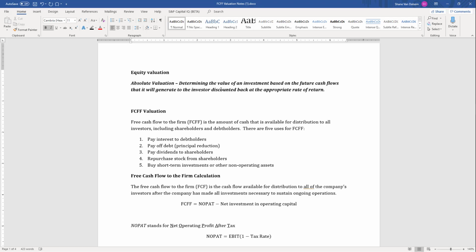There's another method called the free cash flow to equity method. It's very similar to free cash flow to the firm, but it measures the cash flows that will be generated that could be given to the stockholders of the firm.